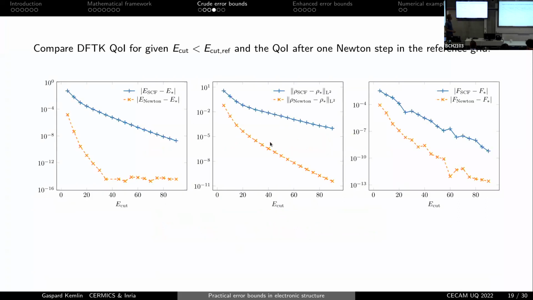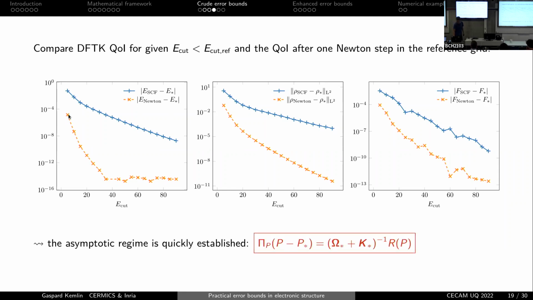If we do this for silicon, in blue I plotted the evolution of the error on the energy, the density, or the forces when we just stay in our small grid. And in orange, I plotted how this error is improved when we move to the reference grid and perform a Newton step. We see that even for a very small E-cut, for instance E-cut equal to 5, when I move to the bigger grid and perform one Newton step, I already reduce the error by something like 4 orders of magnitude. So this really showed that this first order development is quickly established, and we can really trust it.